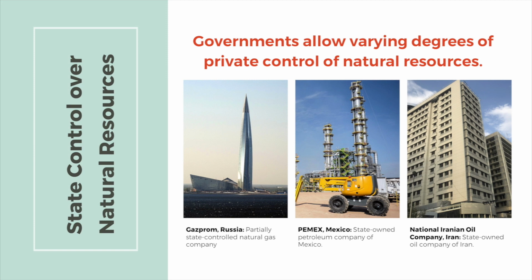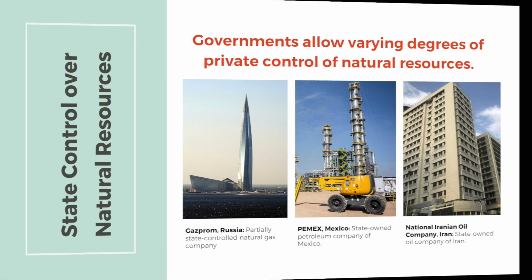That really cool building in the picture on the left is Gazprom's headquarters in St. Petersburg. In Mexico, state ownership of oil is written into the Constitution. The National Petroleum Company of Mexico is known as Pemex, and it has faced some challenges that we'll discuss later in this unit and again in our unit on Mexico. Iran's oil company is known as the National Iranian Oil Company, and we're going to be talking about that one a lot when we talk about authoritarian regimes and again when we study Iran.